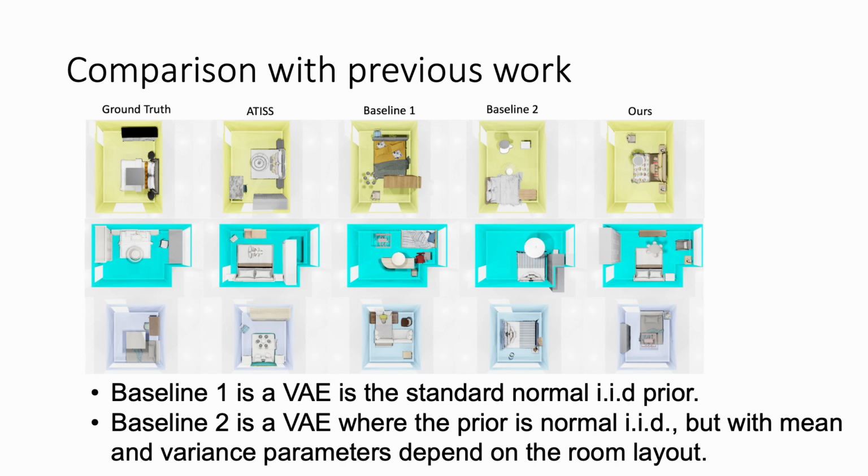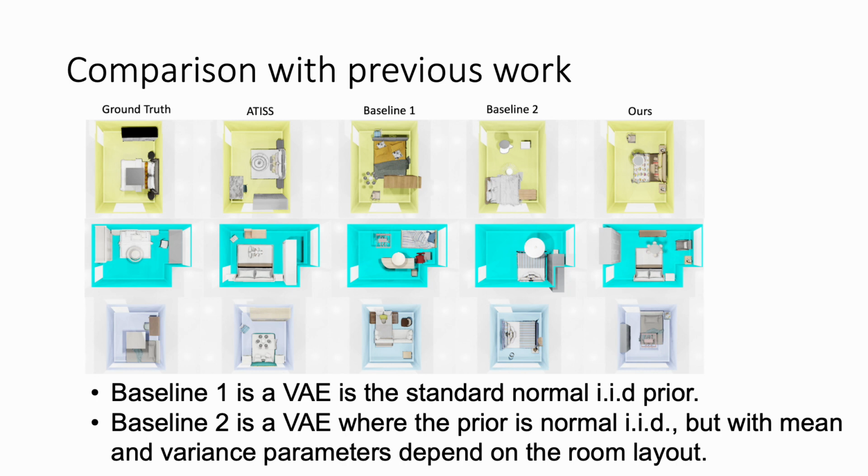Next, we show how using this autoregressive prior greatly improves generations. What you see here in each row is generations produced by different methods for the same floor plan, and each column corresponds to a different method. The first column is a ground truth from the 3D-FRONT dataset. The second column is ATISS, which is a state-of-the-art autoregressive model without any latent structure involved. The last column is our proposed method with an autoregressive prior.